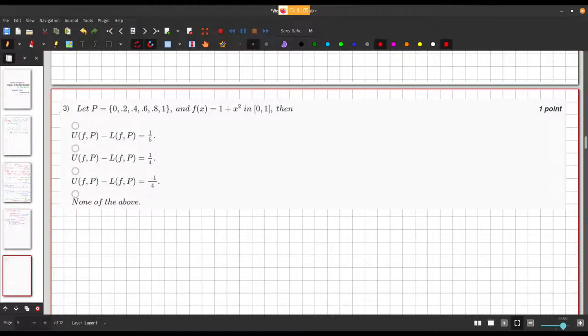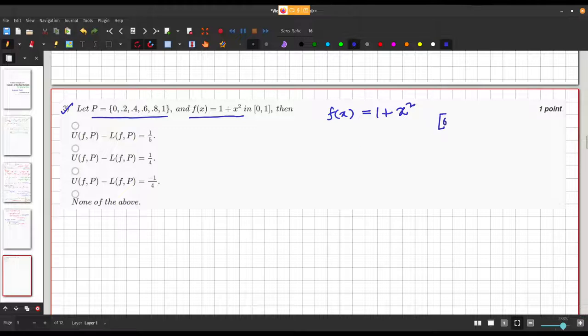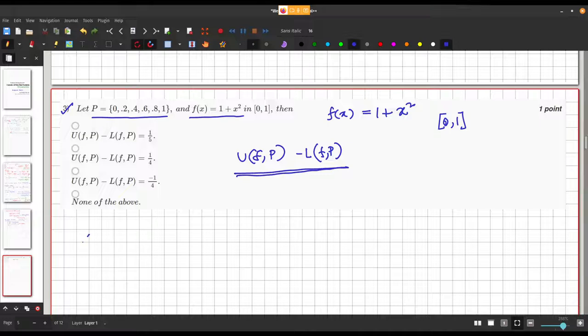And the problem statement is that we have defined a partition here. Sorry, let me write it here. And a function is defined, f(x) is 1 plus x squared, in the interval 0 to 1, we have to find U(f,P) minus L(f,P). Okay, so we know how these are defined.